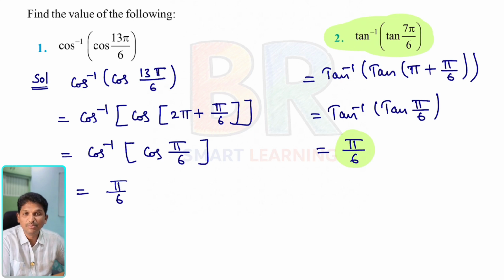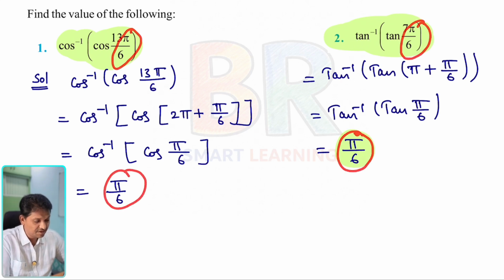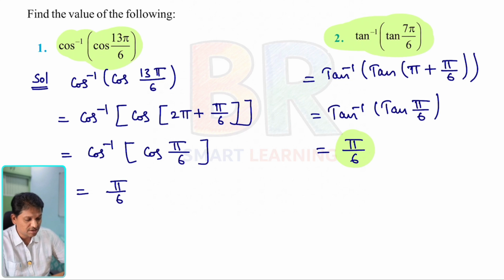Some intelligent students will be there and they'll use all their intelligence. Here cos inverse of cos 13 pi by 6 gave pi by 6, and here also we are getting pi by 6. They feel that every time we will get like this. No, every time it won't come like this. Sometimes the answer will change. Fortunately, in this particular problem, it came like this.